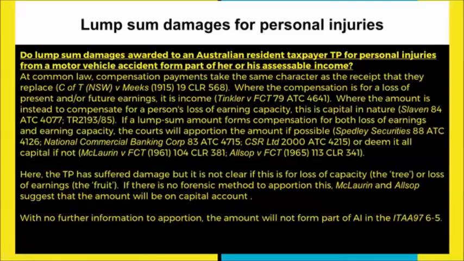Now here, we're not given much information. It's just a lump sum damages awarded as compensation for a motor vehicle accident. We've got no information about apportionment, and as a result, arguably, if one was to give an answer, you'd argue that this doesn't form part of assessable income, but it would go in capital account.